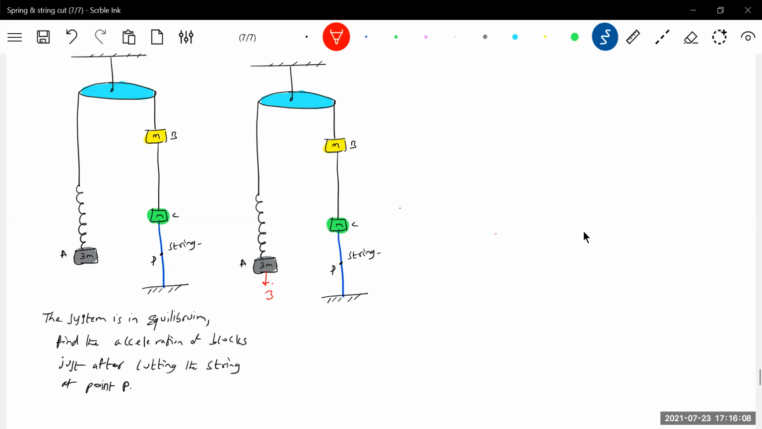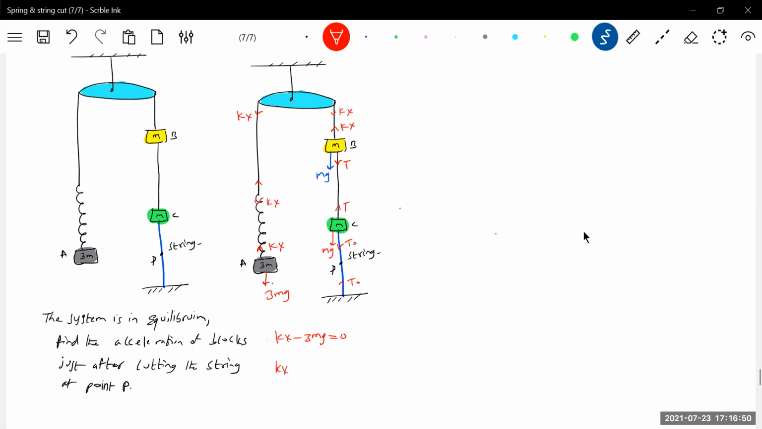3mg. Here, the spring will be elongated. This is kx. Kx minus 3mg equals 0. So okay, kx equals 3mg. Then at this particular point, look at this one. mg will act. It will have some tension, let tension be T naught. Let's find out what the tension is.